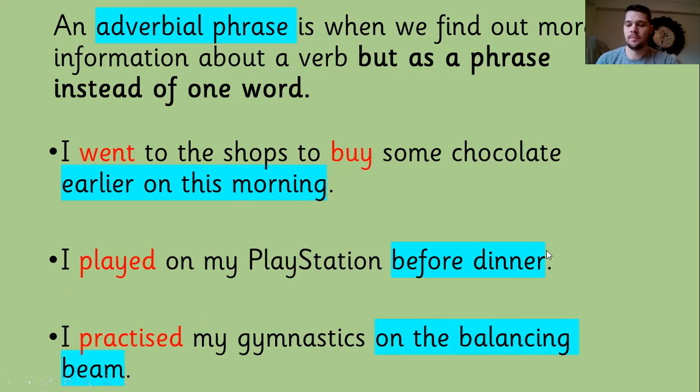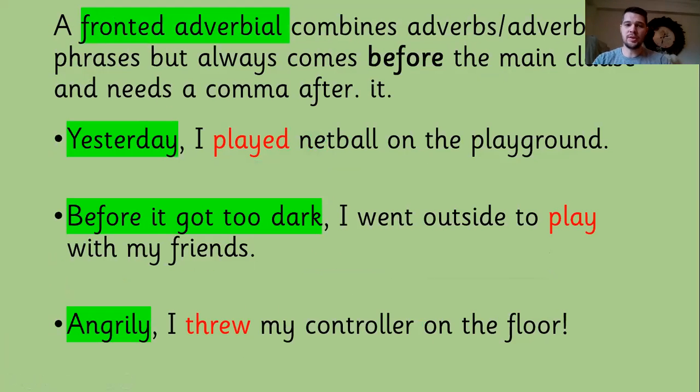On the balancing beam. Finally then, a fronted adverbial combines the two. You either have an adverb or an adverbial phrase before, at the start of your sentence. I played netball on the playground. When did you do that? Yesterday. So yesterday, comma, really important we get the comma in here. I played netball on the playground. Before it got too dark, comma, I went outside to play with my friends.